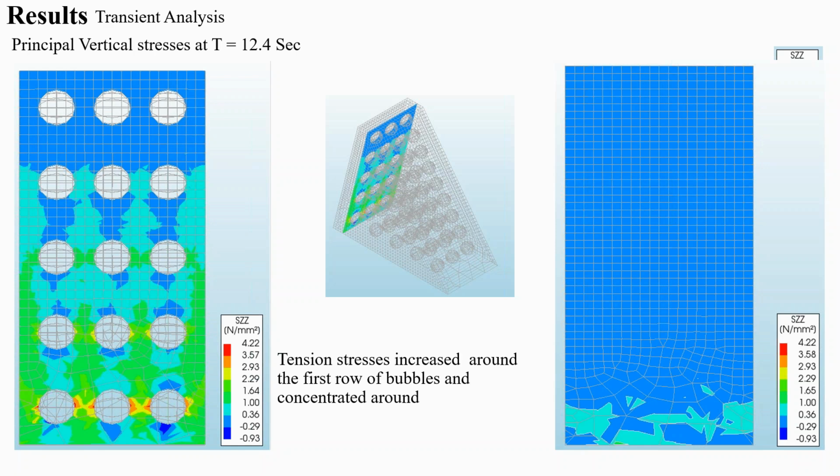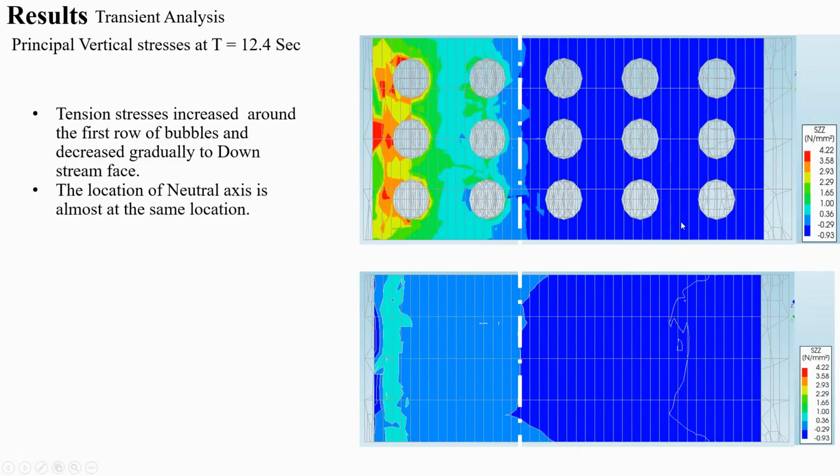For the principal stresses, we take a section at the first row of the bubble and find that the tension stresses increased at the first row of the bubbles and decreased gradually towards the downstream. But after our analysis, we find that we can assume that there is a neutral axis location. It didn't change between the two types of them.